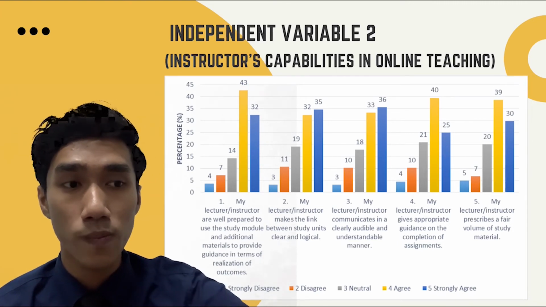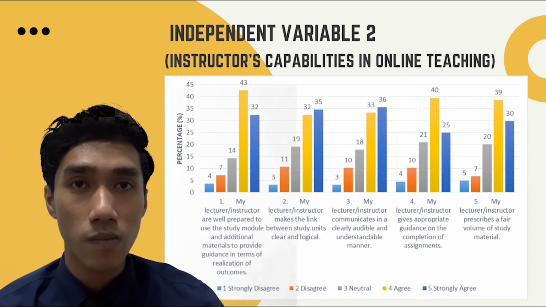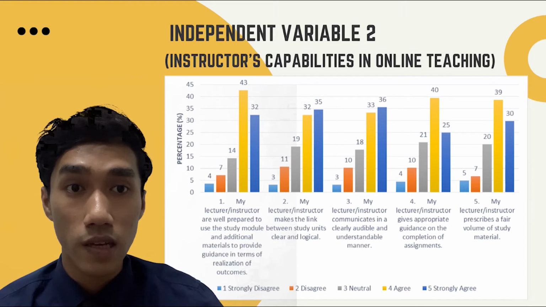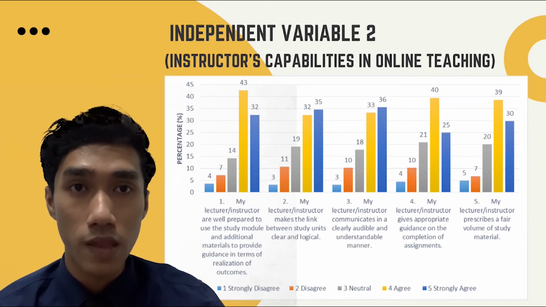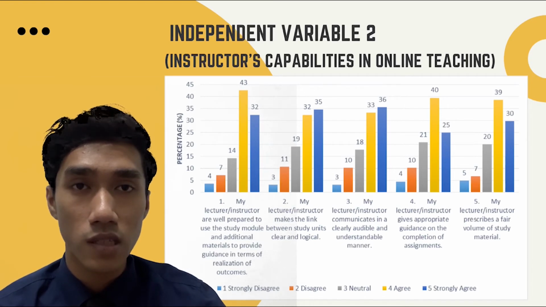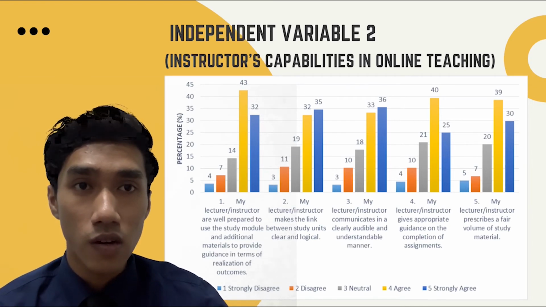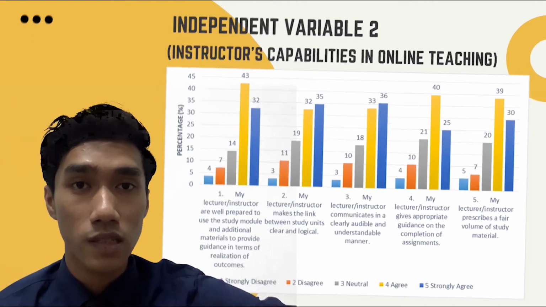For question 2, majority of 35% respondents strongly agree that their lecturer make the link between study units clear and logical. For question 3, majority of 36% respondents strongly agree that their lecturer communicates in clearly audible and understandable manner. For question 4, majority of 40% respondents agree that their lecturer give appropriate guidance on the completion of assignment. And for question 5, majority of 39% respondents agree that their lecturer prescribe a fair volume of study material.